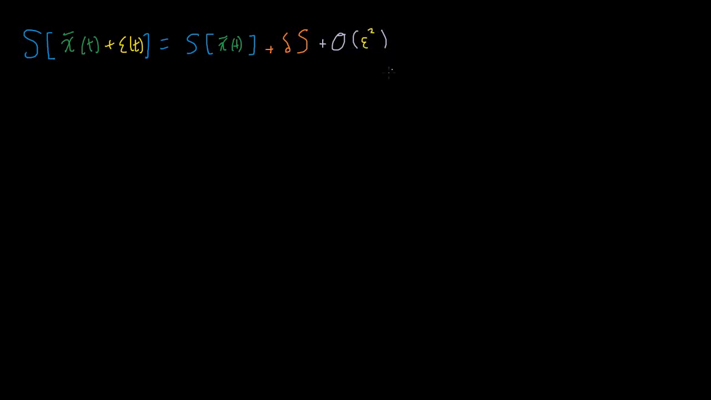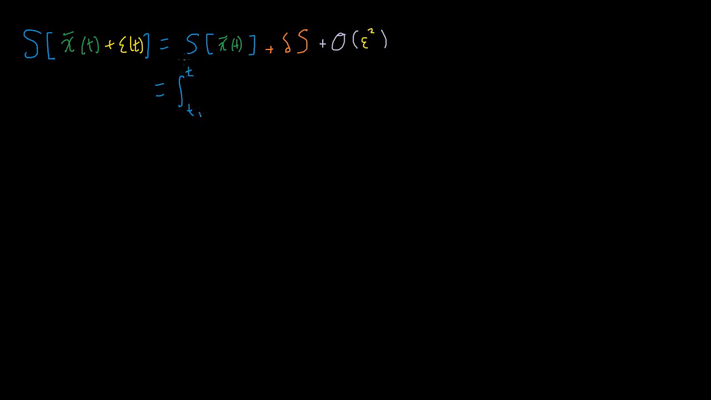So I'm going to stop writing the (t)'s here. I'm just going to write x bar and epsilon and not write the parentheses t, just because it gets kind of tiring. Okay, let's now write out exactly what this action is.